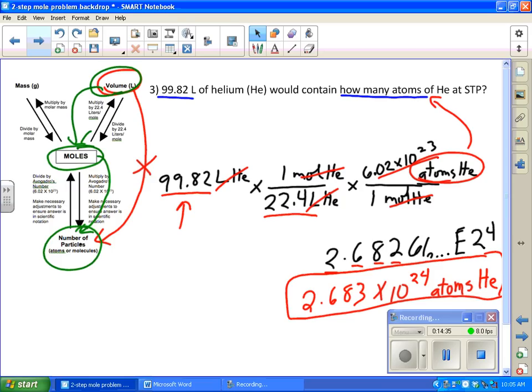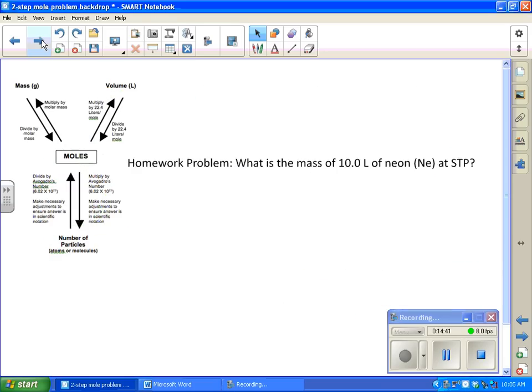Now, hopefully you've been able to follow the logic behind doing these two-step problems. I want you to try this problem on your own for homework and bring this in with your notes tomorrow. So please take a moment to copy this down, and then good luck solving it.